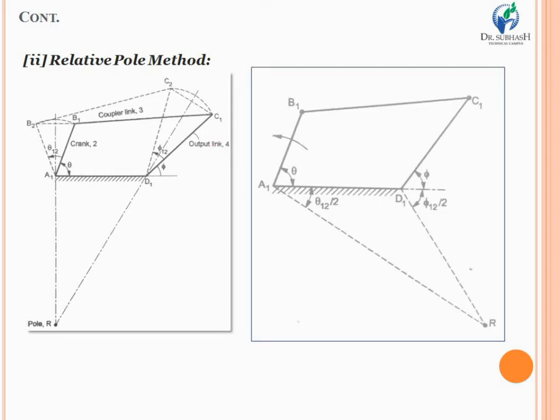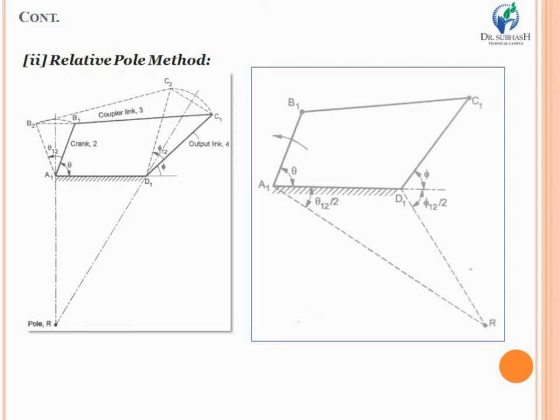Generally, a pole is a center of rotation of a moving link relative to a fixed link of a mechanism. That means, suppose there is a 4-bar chain mechanism in which there is one fixed link, like A1 D1 given to you, and the centers of links 2, 3 and 4 are rotating with respect to this fixed link A1 and D1. Of course, we can say that it is nothing other than the pole.